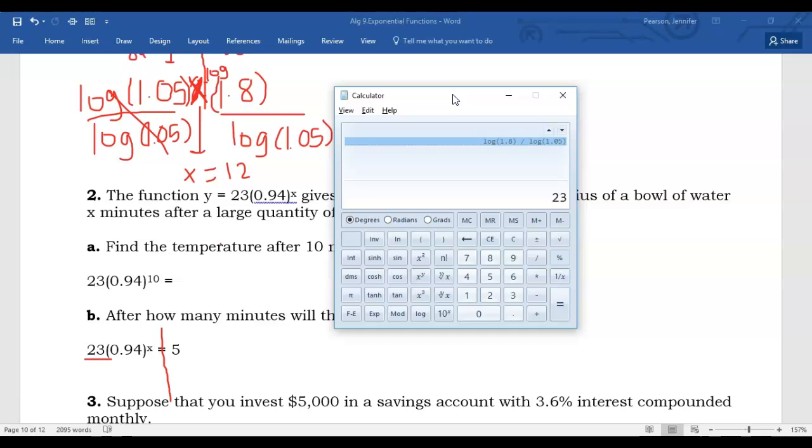And if you don't have that ability, but you don't have a log, or you can't figure out how to do the logs, remember we have the starting number times 0.94. How many times do we remultiply that number until we reach 5, right?